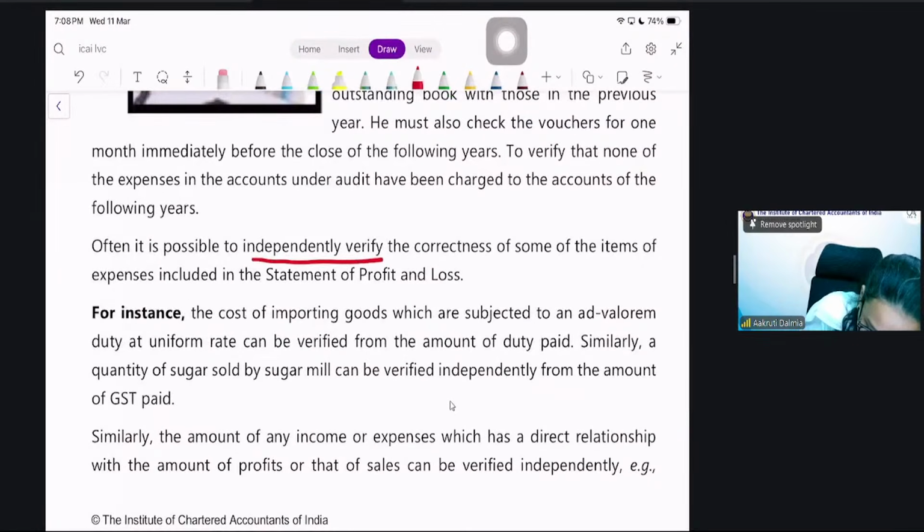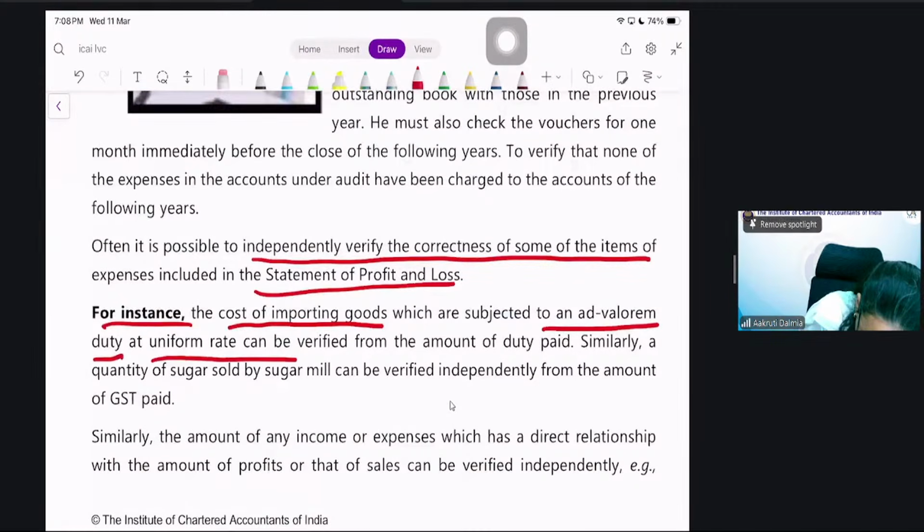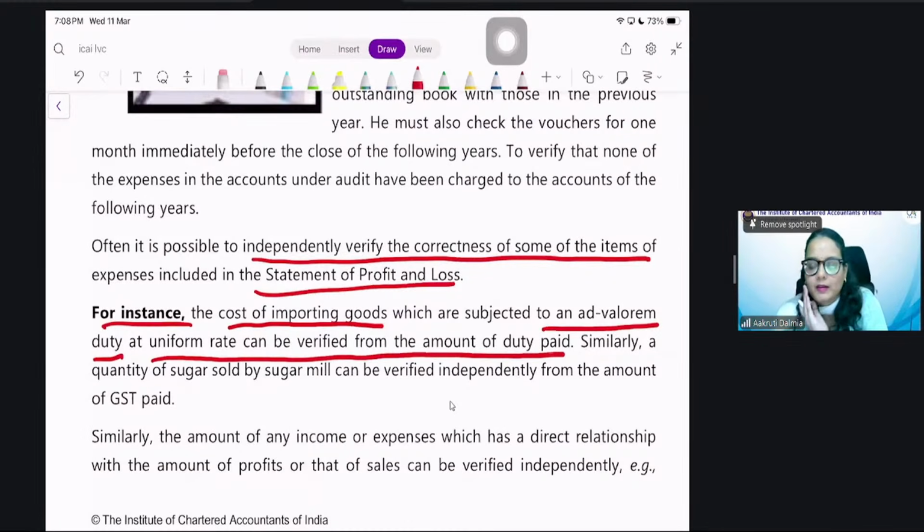It is possible to independently verify the correctness of some of the items of expenses included in the P&L. For instance, the cost of importing goods which are subjected to ad valorem duty at uniform rate can be verified from the amount of duty paid. What does this mean? Can you guess? Let's see if any of you can even guess what it means. The cost of importing goods which are subjected to an ad valorem duty at uniform rate can be verified from the amount of duty paid itself. What does it mean?